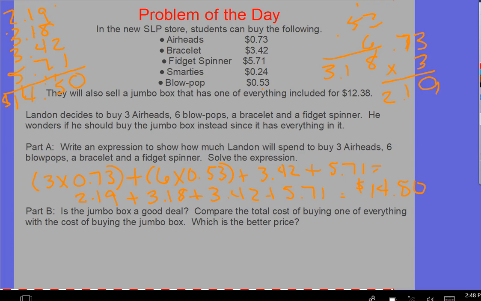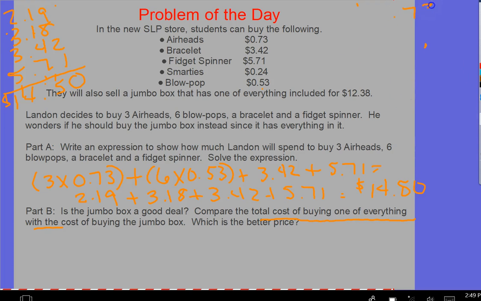So part B says, is the jumbo box a good deal? Compare the total cost of buying one of everything with the cost of buying just the jumbo box. Which is the better price? So what we need to do first is to find the total cost of buying one of everything. And we're going to compare that with the cost of the jumbo box. So if Landon was to buy one of everything, let me erase this work so that we can see the cost of one of everything.